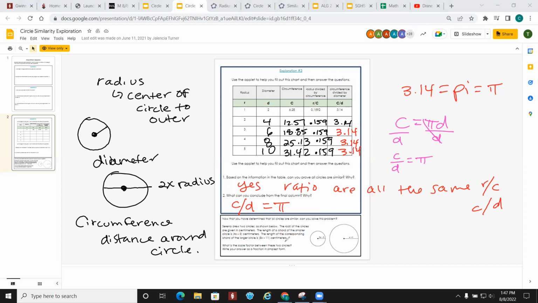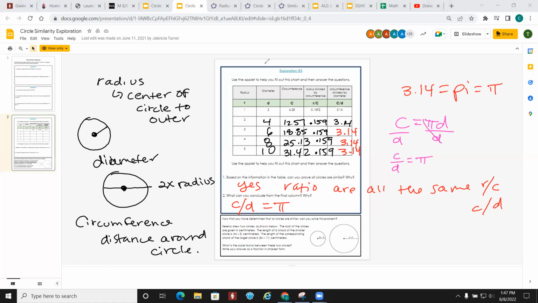Taking a look at that question down at the bottom, I know it's kind of hard to see, so you might want to pull it up on your laptop. It says, Serena drew 2 circles as shown below. The radii of the circles are given in centimeters. The length of a chord of the smaller circle is 4x minus 5, and the length of the corresponding chord of the larger circle is 8x minus 11. What is the scale factor between these 2 circles? I want to give you a minute to think about this.